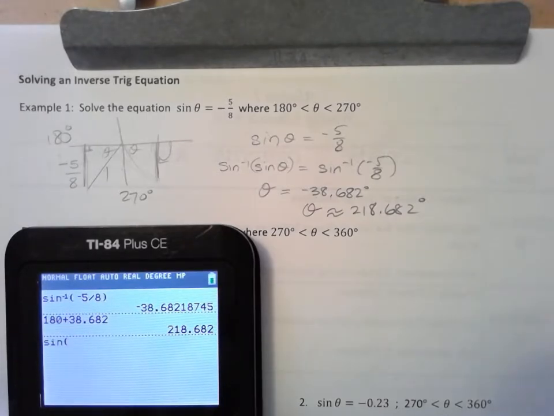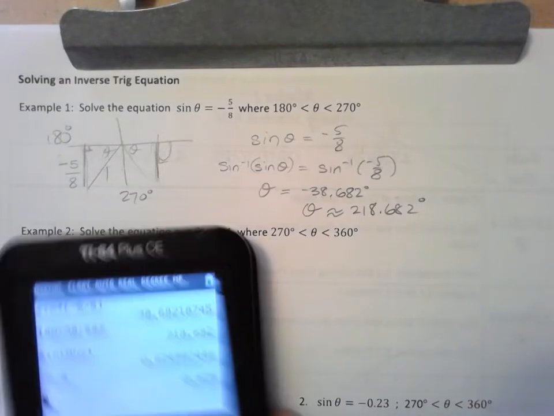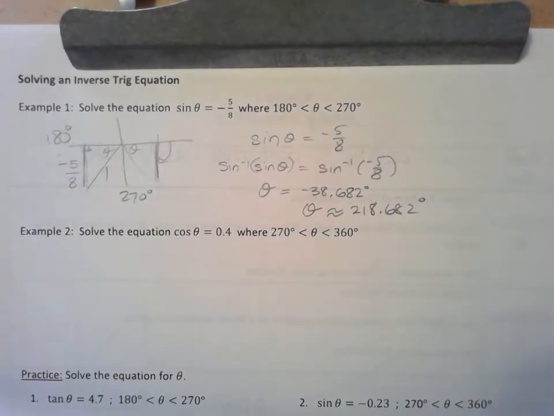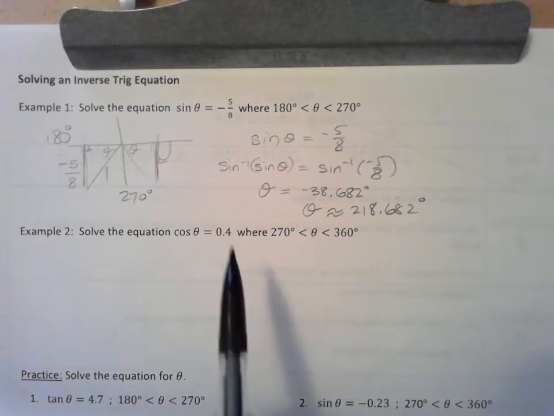If I check it, second sine, I get -0.6249. And what is -5/8? Okay, yeah, like -0.625. Yeah, that's pretty close. We had to approximate it because it's not an exact answer. We needed a special ratio to do this.